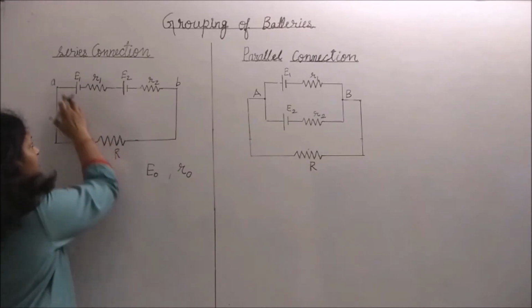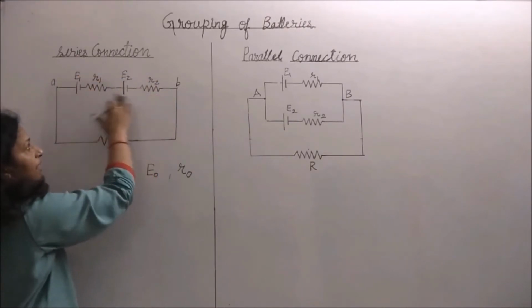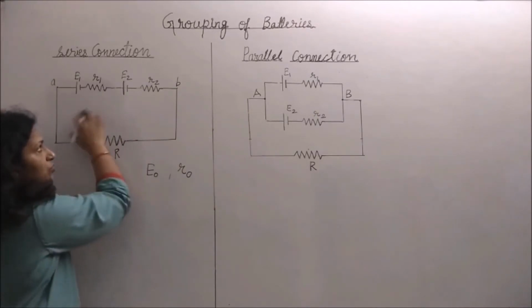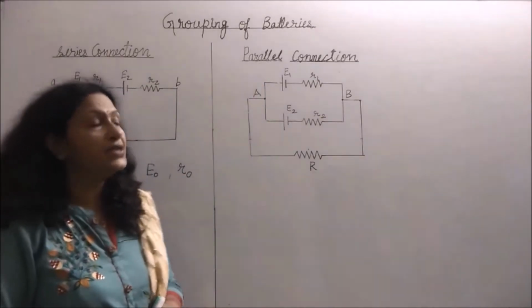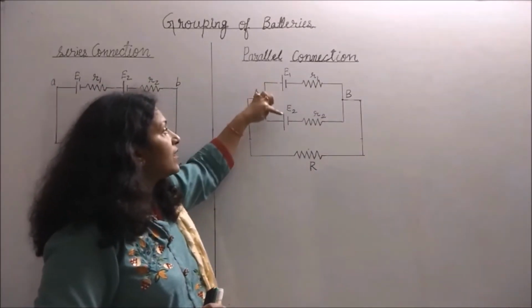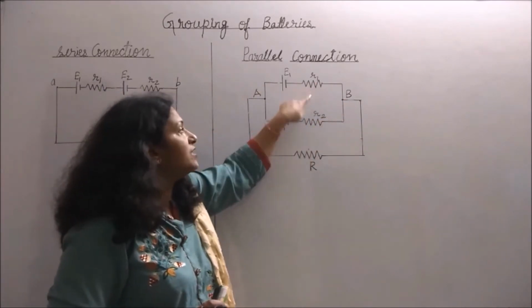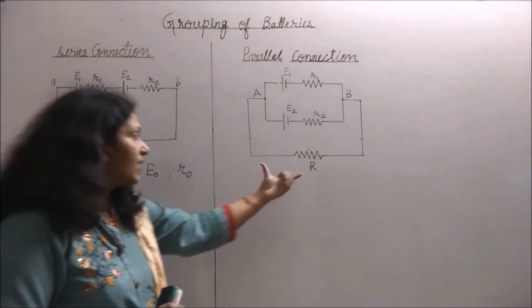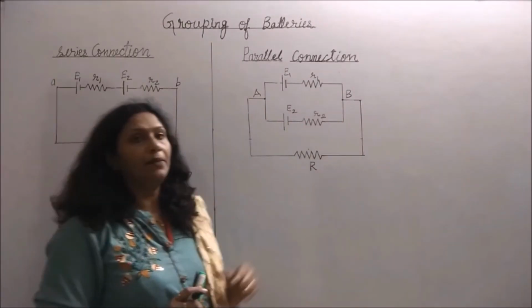This capital R is connected across terminal where this connection of batteries is present. So this is externally connected to this connection. Now we come to parallel connection of batteries. Two batteries are connected parallel across terminal AB and their internal resistance is again R1 and R2. An external resistance R is connected across terminal AB.